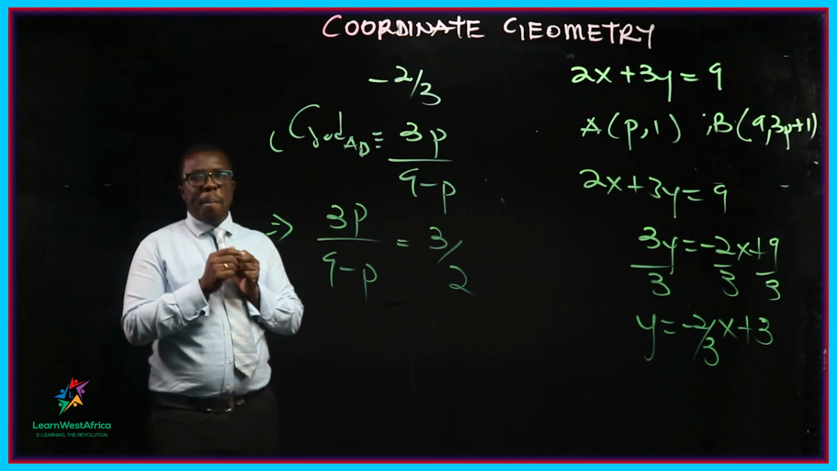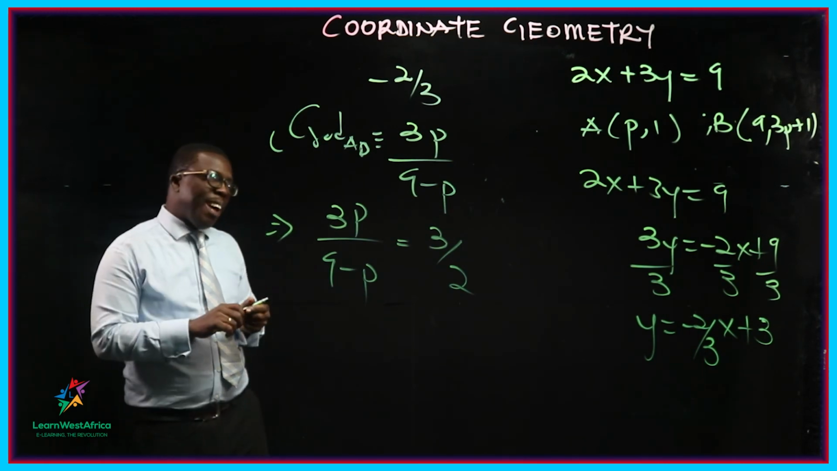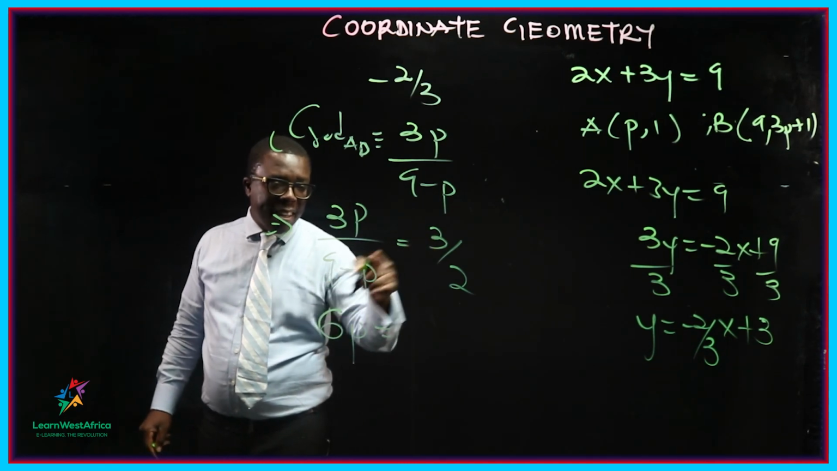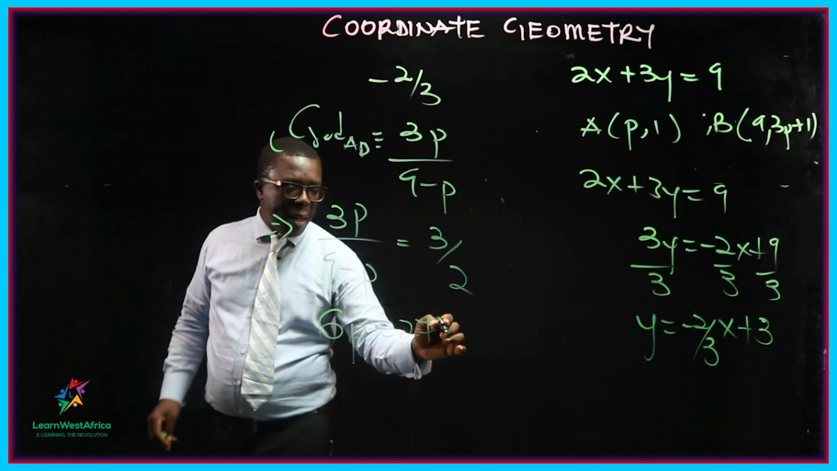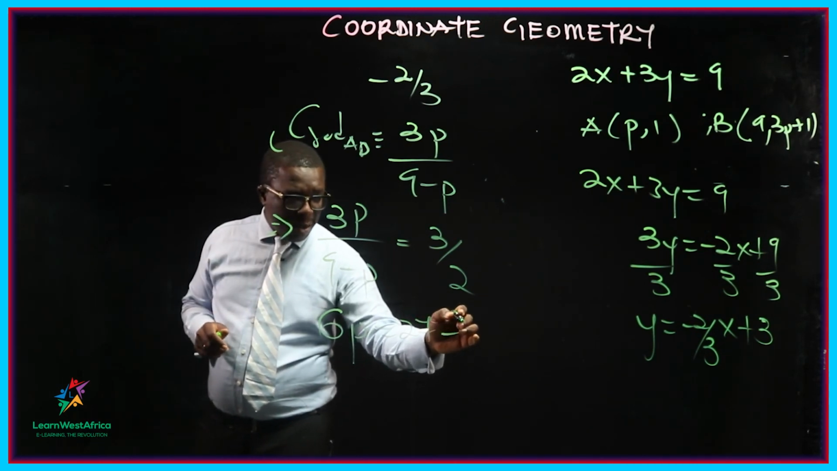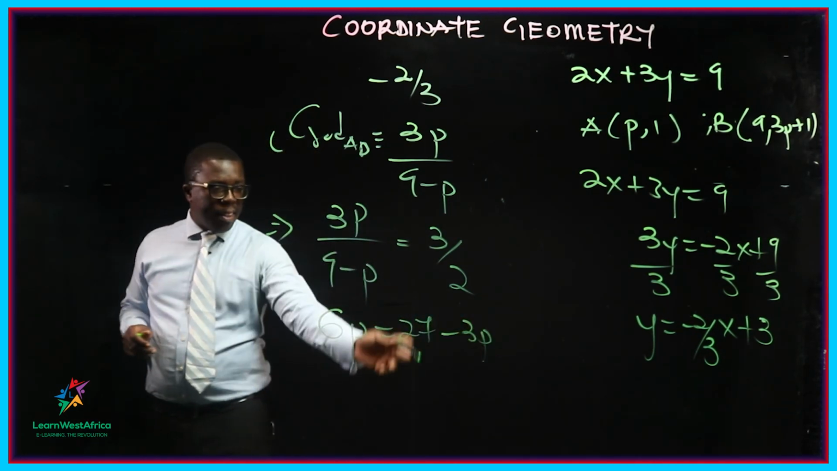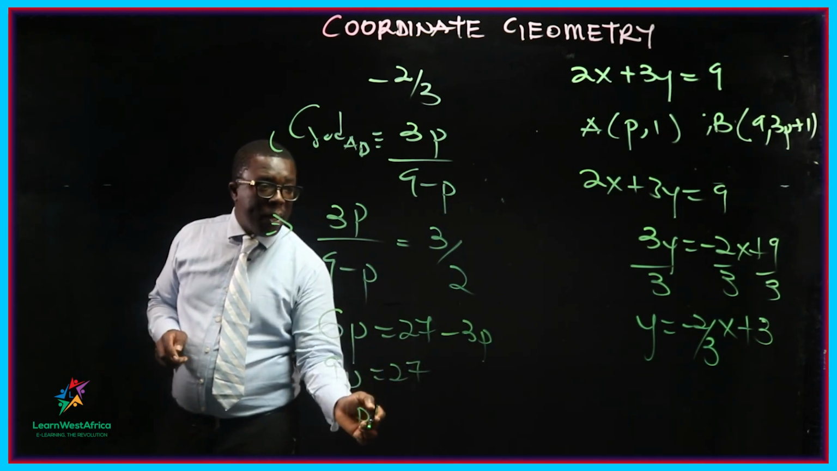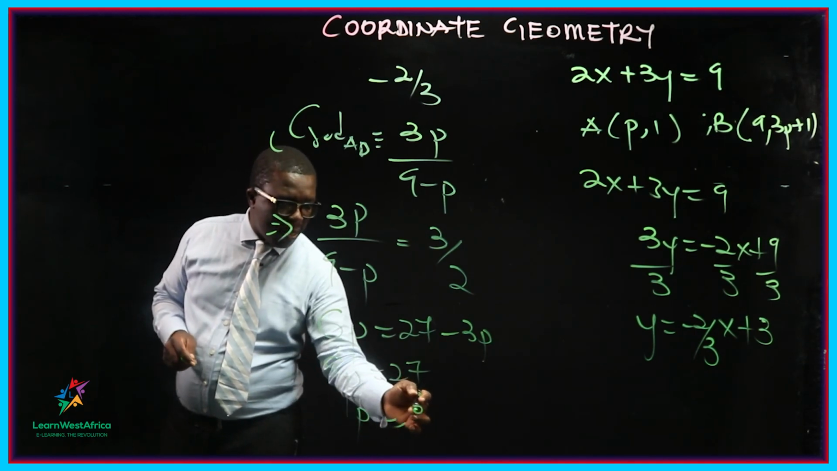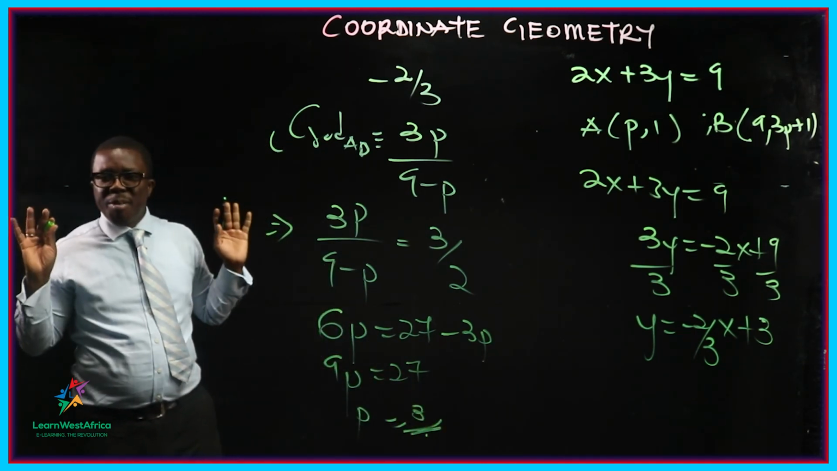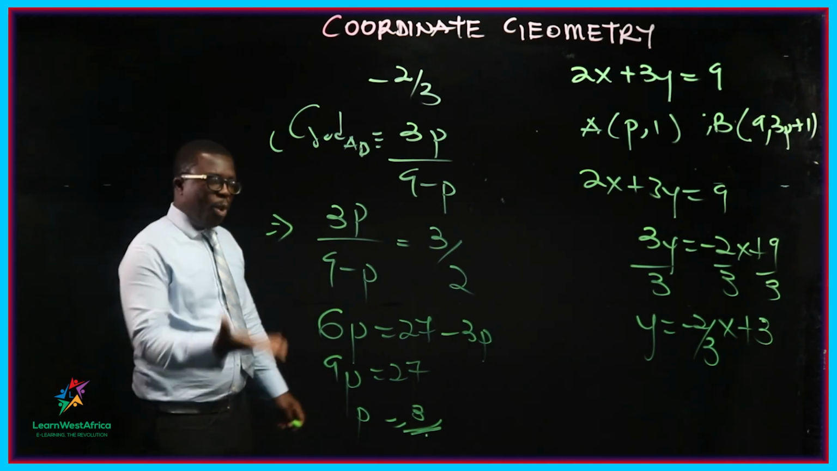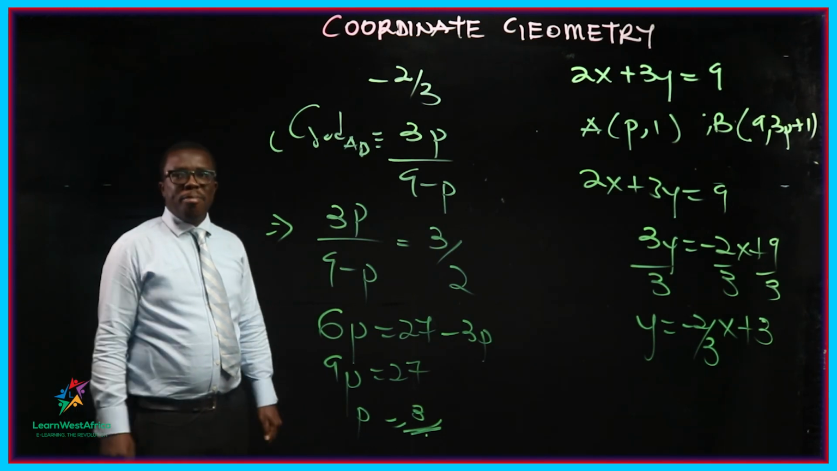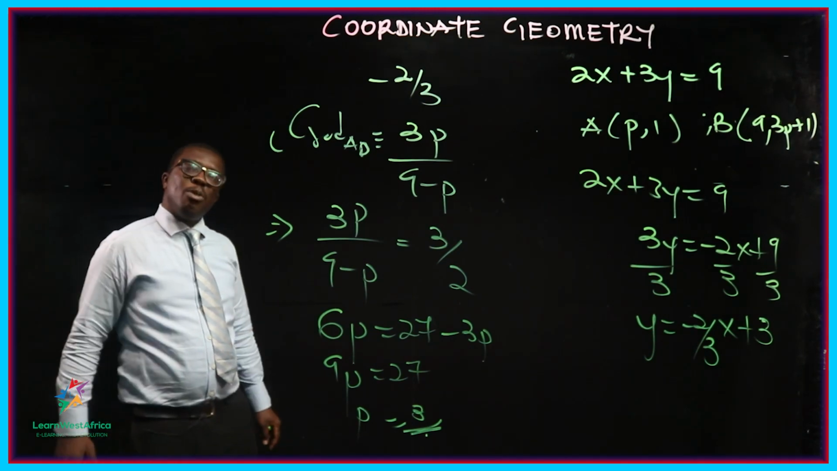Are we okay with that? Yeah, sure we are. Now let's cross multiply. That's going to give us 6p is equal to 3 times that, which is 27 minus 3p. And that's going to give us 9p equals 27, and our p should give us 3. Pretty simple, right? So that is how we work with that, and that brings us to the end of the last variant on coordinate geometry in 2015.